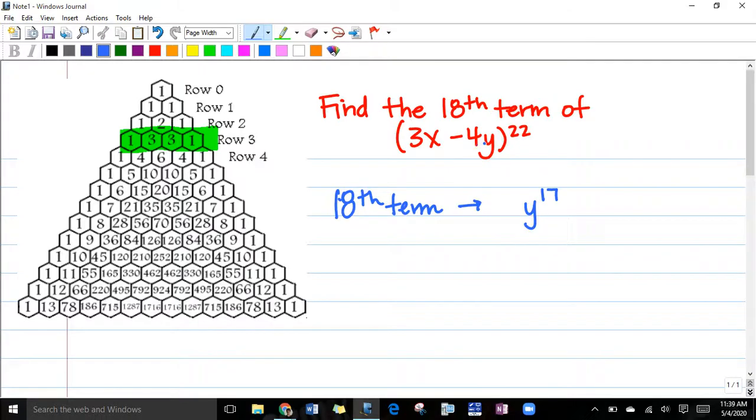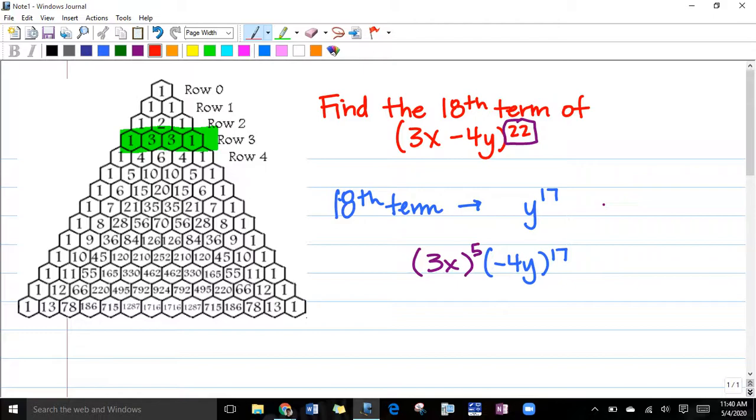Now, in this expansion, it's not just y that's in this binomial, it's actually a negative 4y. So I'm going to write this as negative 4y being raised to the 17th. Now, we know for each term in our expansion, the total exponent is 22. I've already gotten y to the 17th. Any extra exponents need to go on the x. But again, not just x, it's 3x. So 3x needs to be raised to the 5th because the 5 and the 17 give us a total of 22.